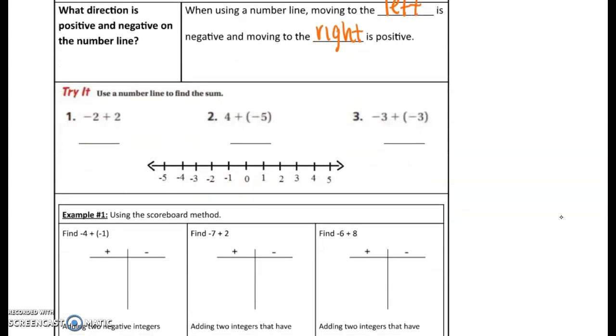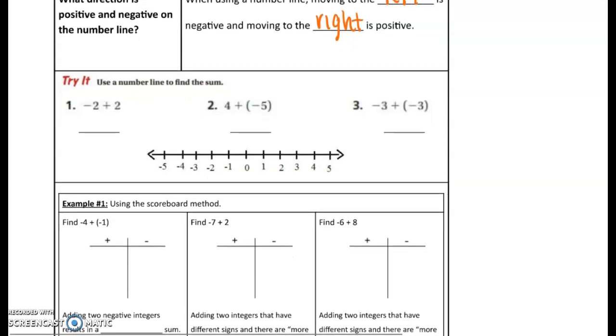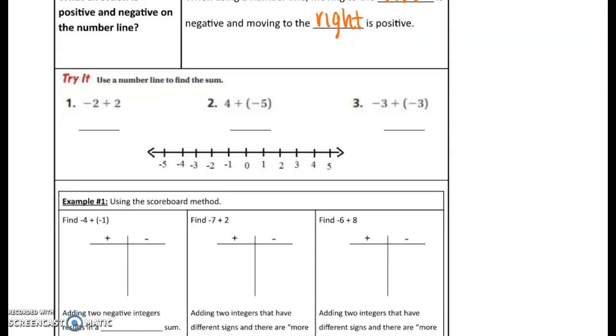So now I want you to complete the try-its on your own. You're going to do all 3. You can use the same number line multiple times, and then we'll check them in the next section of the notes.